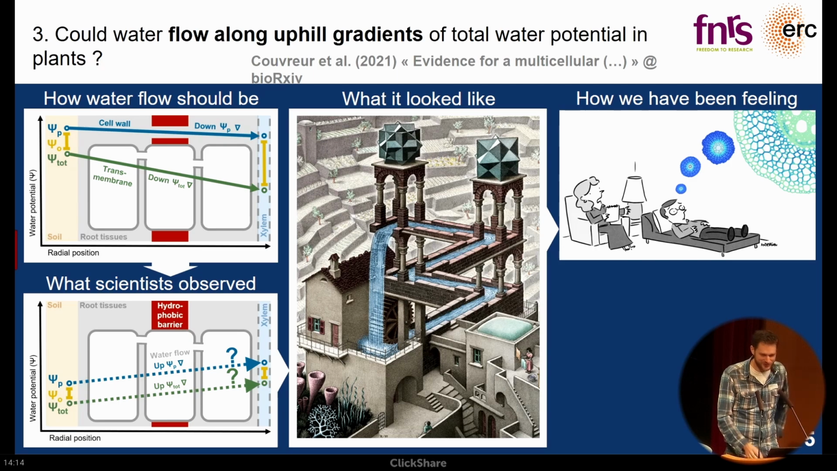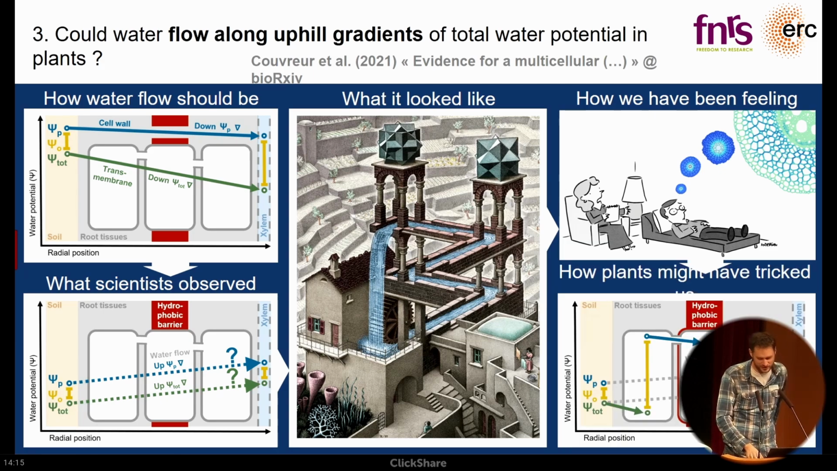And at some point, I realized that maybe this is a good thing, because it means that we have all the pieces of the puzzle. We just need to put them together to try to understand what is going on. And we came up with one possible explanation that you can see here at the bottom right.